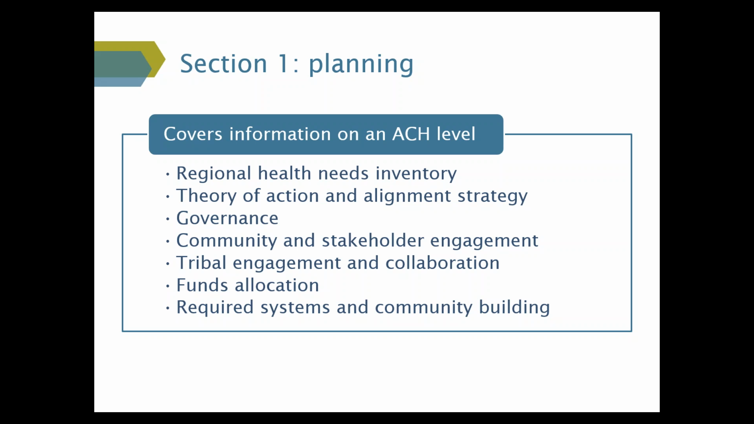So an ACH, in preparing their project plan, will be completing section 1, so they're responding for their overall entity within section 1, and then for the number of projects that they select, they'll be submitting a section 2 of the project plan itself. So there will be multiple section 2s that would be submitted that is related to the number of projects that is selected.